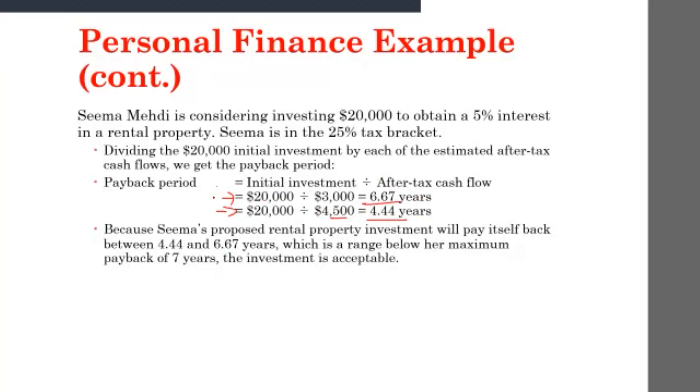Now, if you remember, Seema wanted the project that would give her less than 7 years to pay back. So because Seema's proposed rental property investment will pay itself back in between 4 to 6 years, which is below her maximum payback period of 7 years, the investment is acceptable. She will accept it. This is how she determined, based on her 7-year payback period, that if she can get back the returns from her initial investment, she's going to accept it.